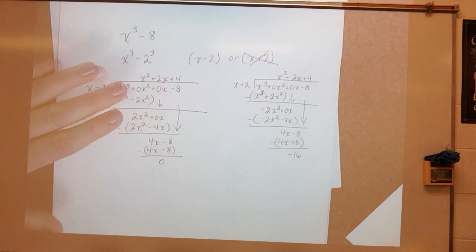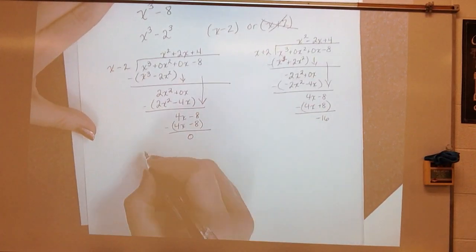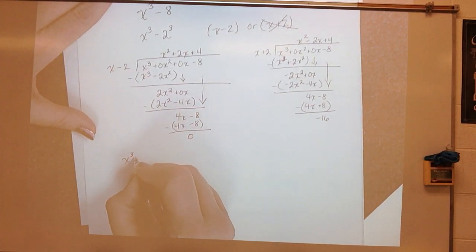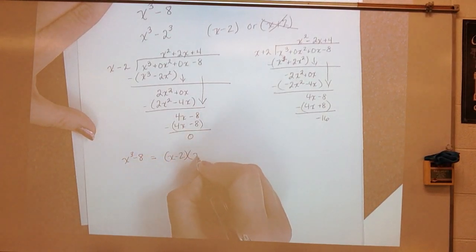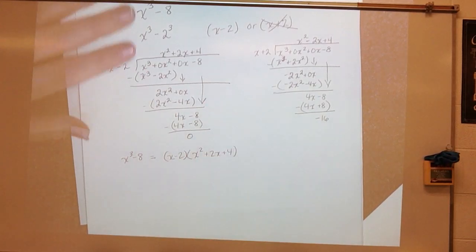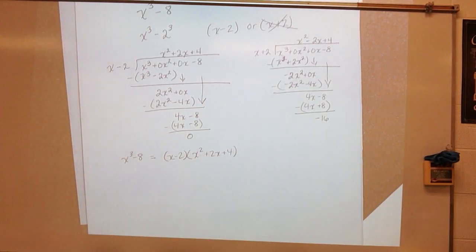So as a result, this is what I know. I know that I can factor x cubed minus 8 into x minus 2 times x squared plus 2x plus 4. Okay? Now, with that being said, that's as far as I'm going to go with it. All right?